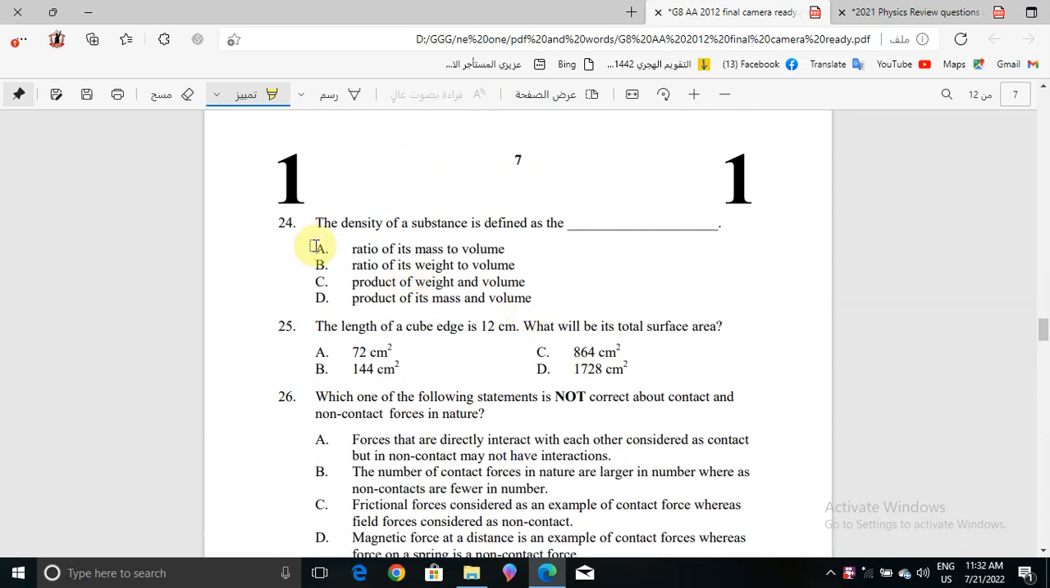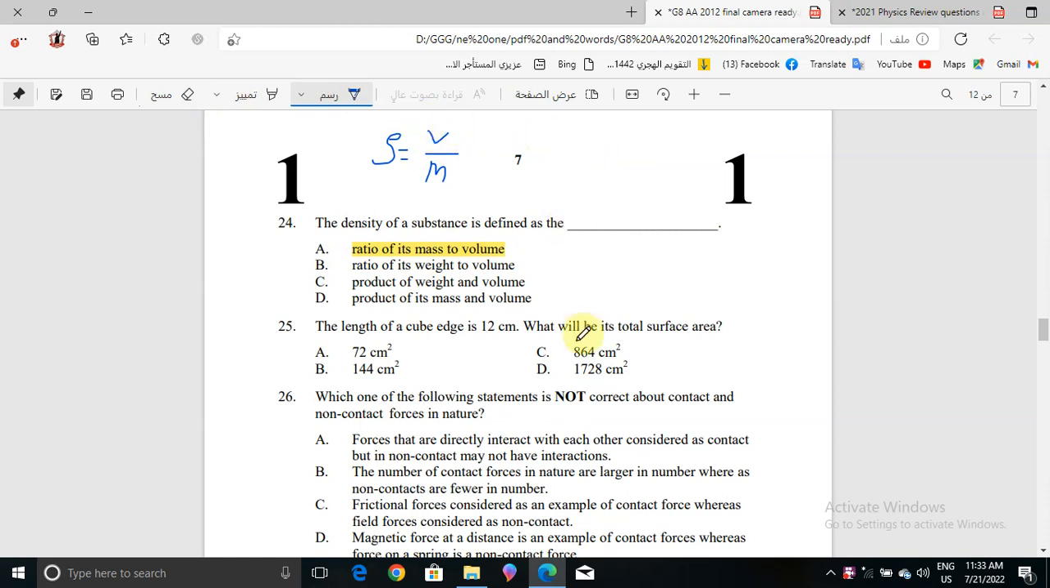Now question number 24. The density of a substance is defined as what? The ratio of its mass to volume, the ratio of its weight to volume, the product of weight and volume, or the product of its mass and volume. Here we know that density is equal to mass over volume. So the correct answer will be choice A, the ratio of its mass to volume.